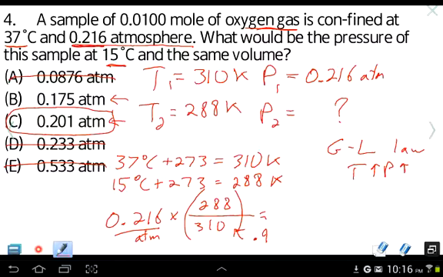Another way you can think of it is roughly 288 out of 310. This is roughly a 10% decrease, because from 310 to 288 you have somewhere in the 20s or so. It's actually 22. So it's actually less than a 10% decrease. And so 0.216 down 10% would be down to 0.2, and we didn't quite go down by that much. So that's the way we can rationalize this. That would be the answer.